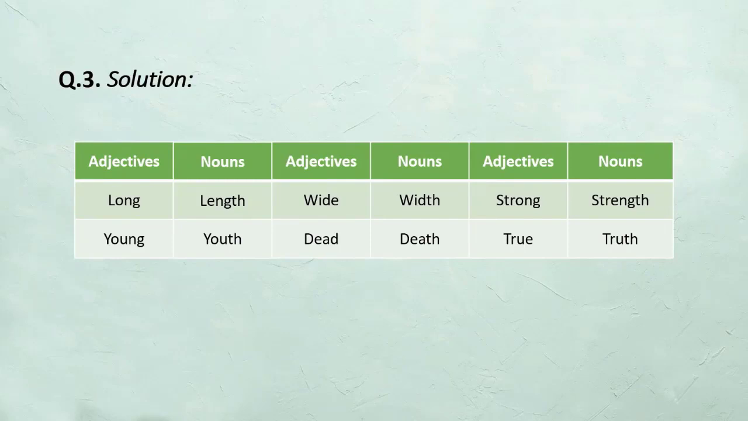Students, you can see long becomes length. Here we can see a huge change in the spelling. We have replaced O with E and added TH. So long becomes length, young becomes youth, wide becomes width. In this adjective we have just skipped E and added TH. Dead becomes death, we have skipped D. Strong becomes strength and true becomes truth.